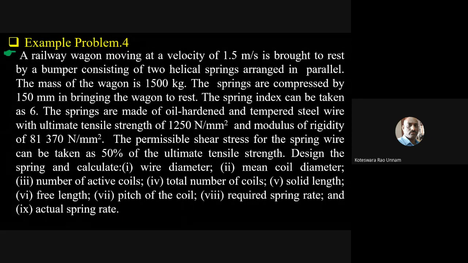A railway wagon moving at a velocity of 1.5 meters per second is brought to rest by a bumper consisting of two helical springs arranged in parallel. The mass of the wagon is 1500 kg. The springs are compressed by 150 mm in bringing the wagon to rest. The spring index can be taken as 6. The springs are made of oil hardened and tempered steel wire with ultimate tensile strength of 1250 Newton per mm square. The modulus of rigidity is 81370 Newton per mm square. The permissible shear stress for the spring wire can be taken as 50% of the ultimate tensile strength.